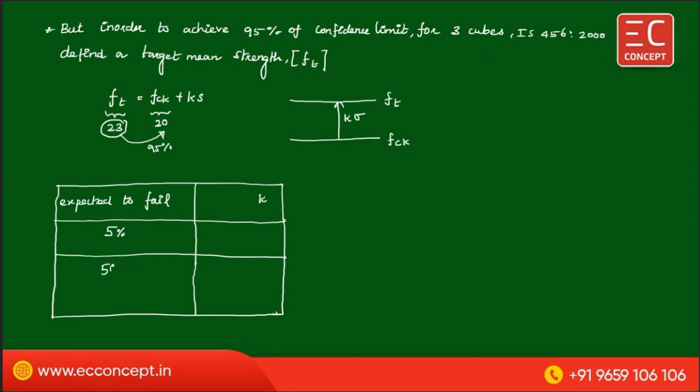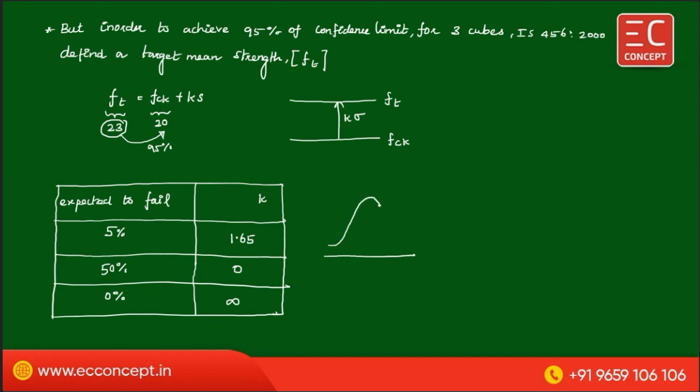Next one, for 50% of failure, what is K? The next one is for 0% of failure, there is no failure. For 100%, everything gets failed. Now, K is equal to 1.65 for 5%. For 50%, K is equal to 0. And for 0%, K is infinity. What is the meaning of this? This was taken from the normal distribution curve.